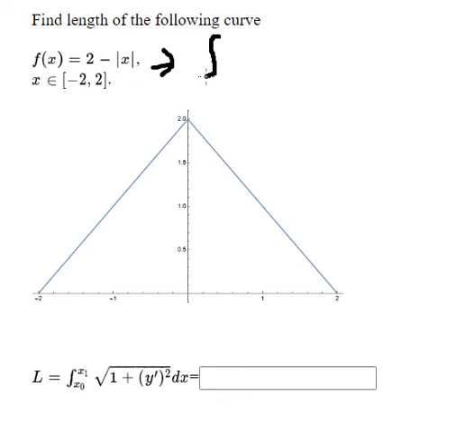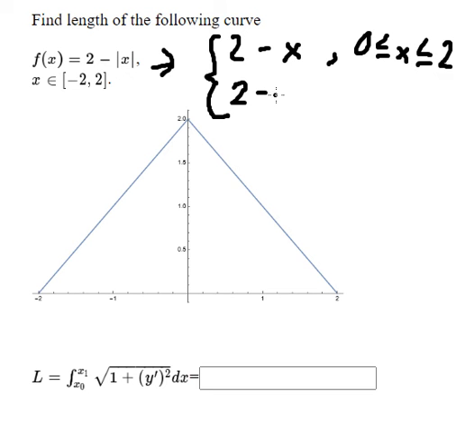So we will have two functions in here. 2 minus s when s is greater than or equal to 0 and smaller than or equal to number 2. And 2 minus negative s. That's it for the negative sign here. Negative with negative, we have positive.